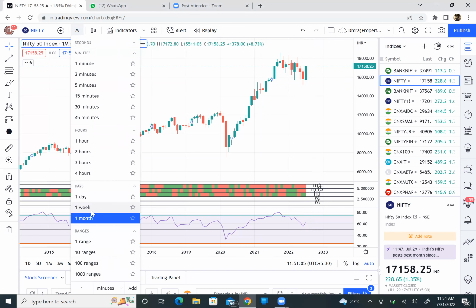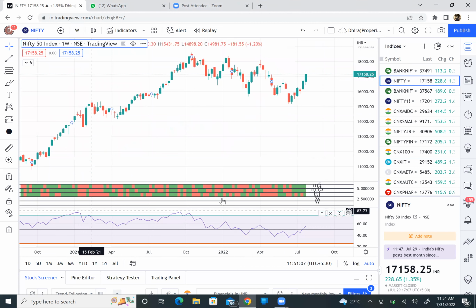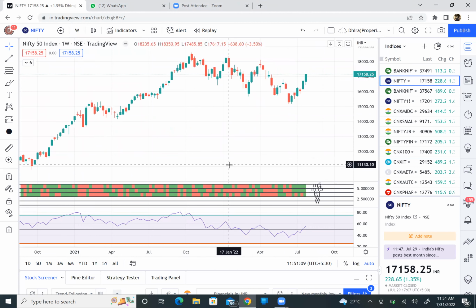Now let me go down to the weekly time frame. Okay. Now again, the similar things will apply. I'm not going to repeat the concept. Now let me introduce the concept of the trend line, right? Which all of you, or most of you, are probably familiar with.